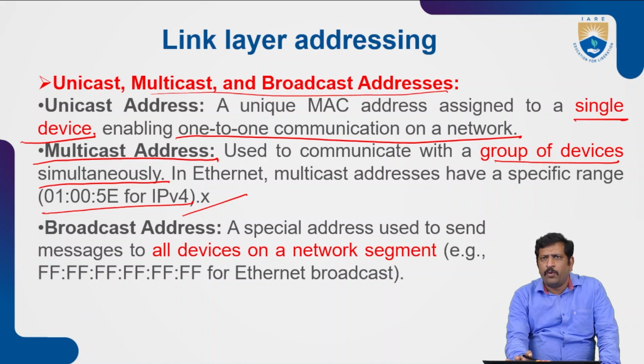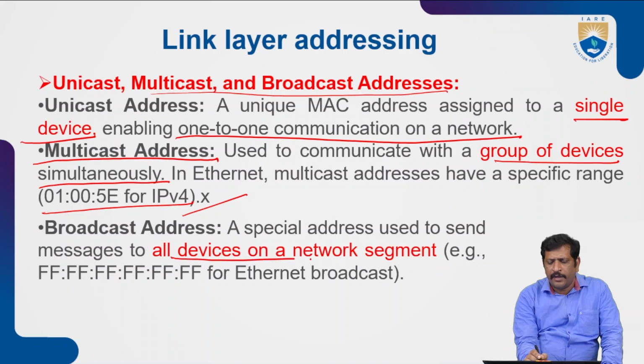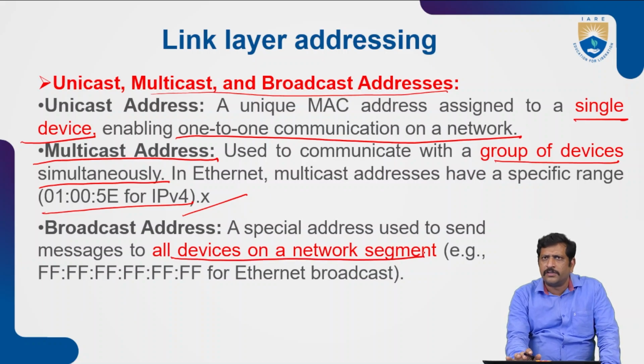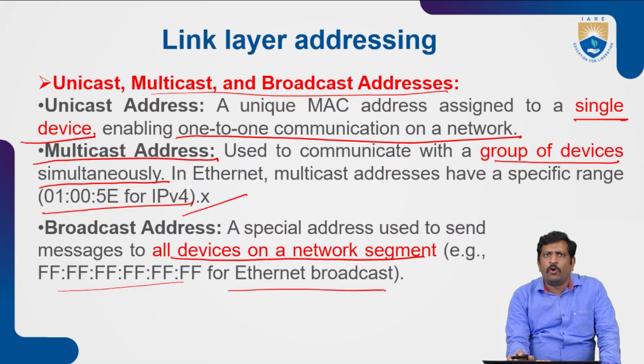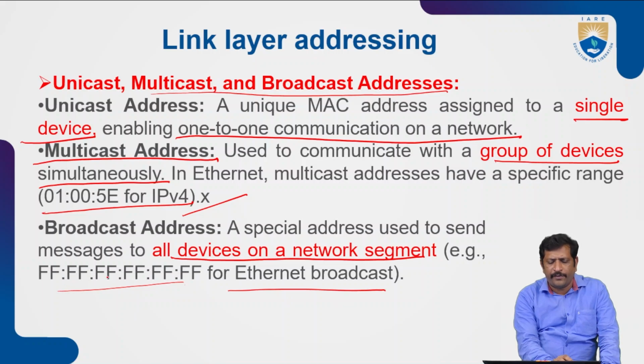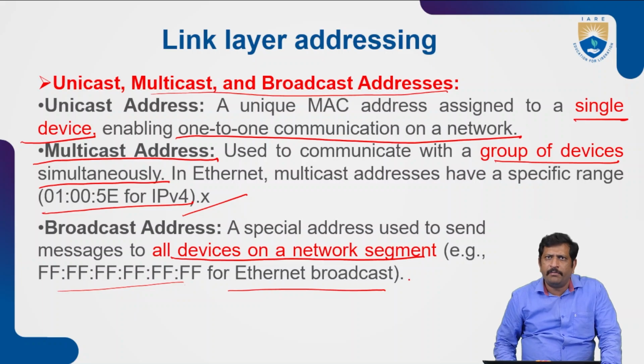Broadcast addressing means sending information or messages to all devices on the network. Over this local area network, whatever devices are connected, we can send messages to all of them at a time. That is broadcast addressing. This is the broadcast address for Ethernet. The broadcast example is FF:FF:FF:FF:FF:FF. So for Ethernet, broadcasting can be utilized. This is the example for a broadcast address.